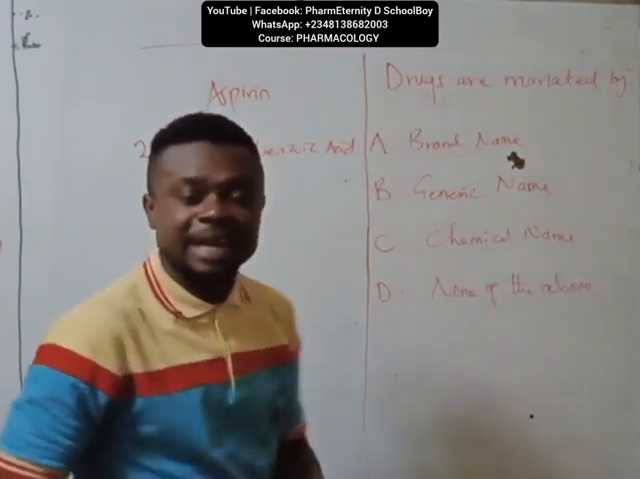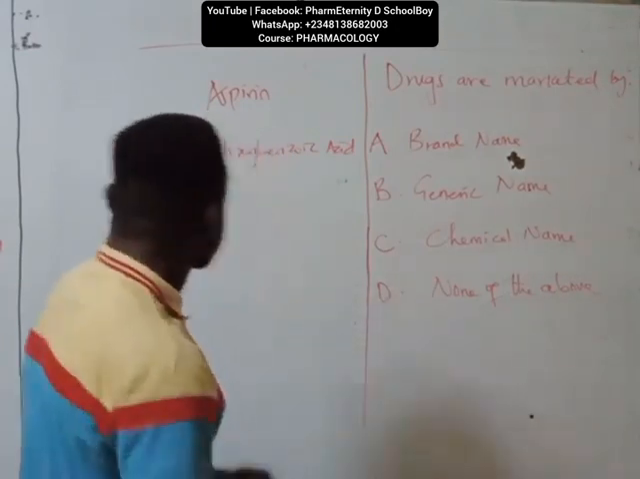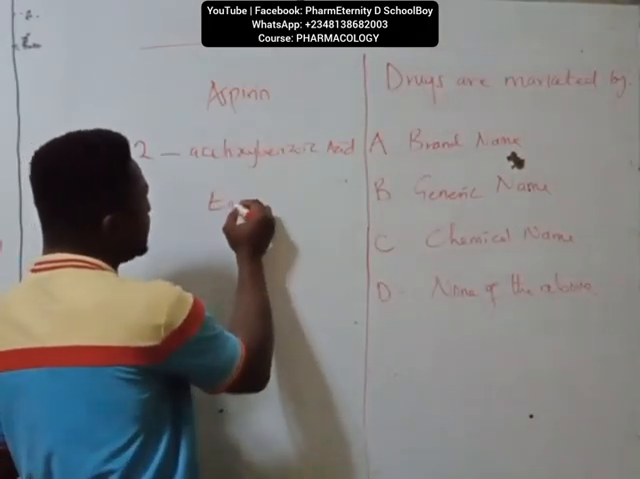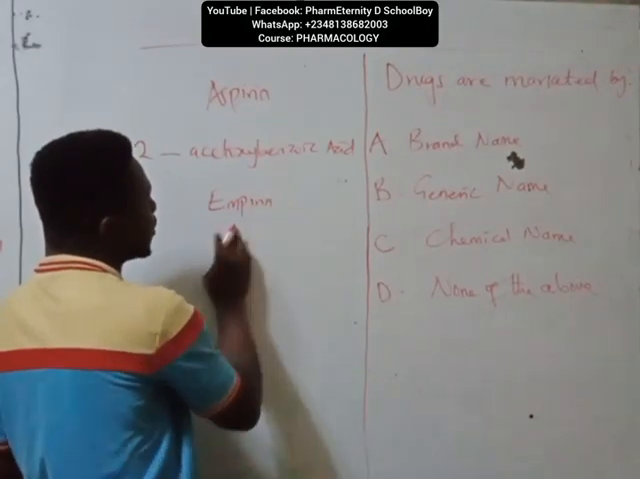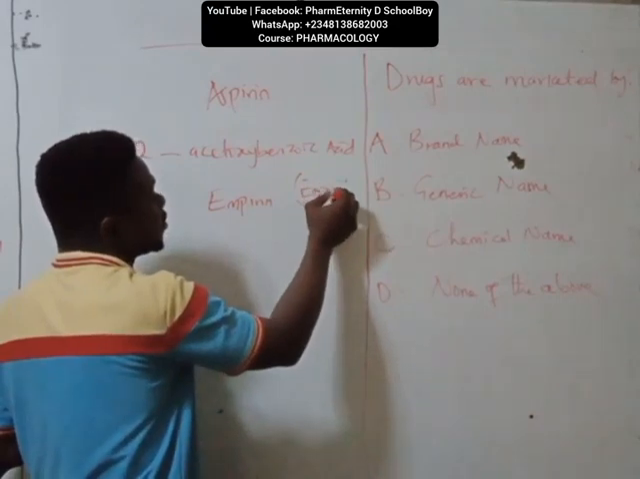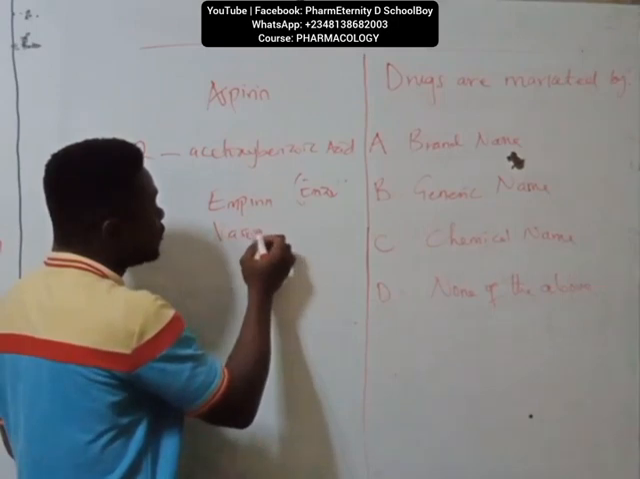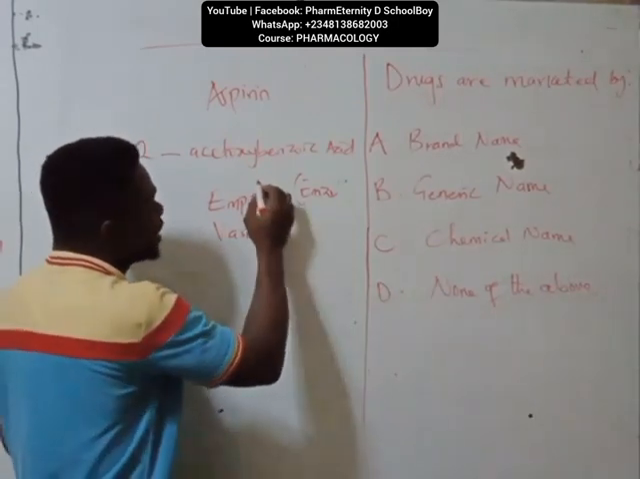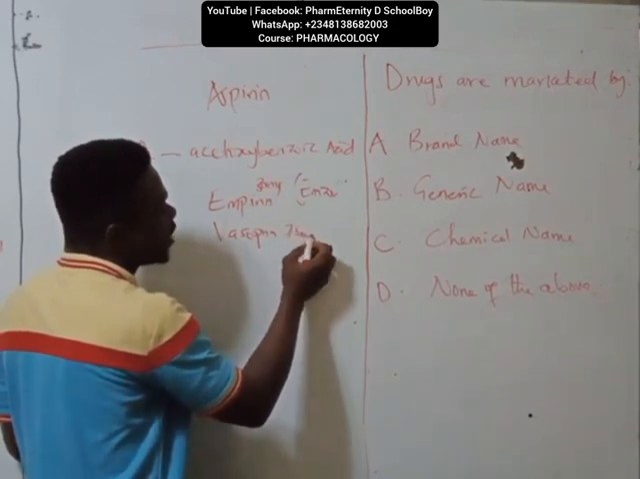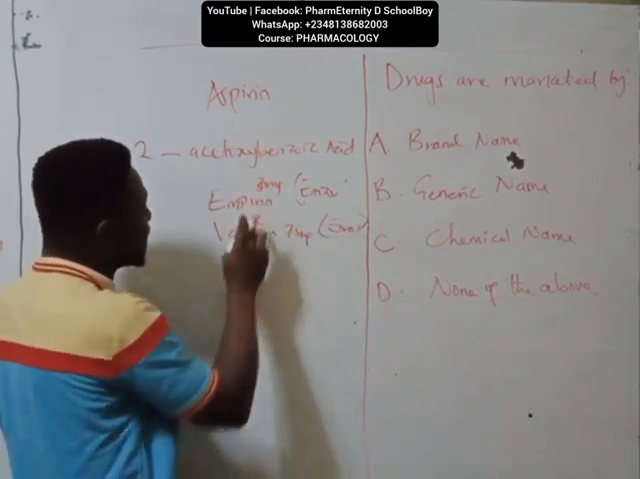Now, let me use some brands in Nigeria. Some companies started manufacturing it, and some call their own by a different name. We have one we call Emperine. Emperine contains aspirin 300 mg, by Emzor. Emzor also has Vasoprine. Vasoprine contains 75 mg aspirin. These things are tablets.